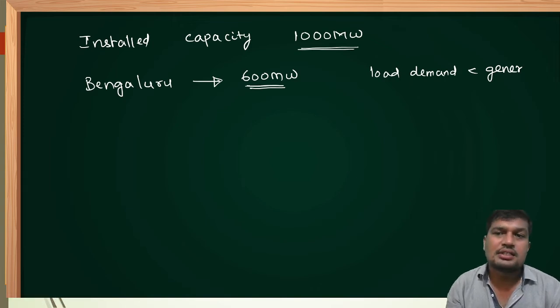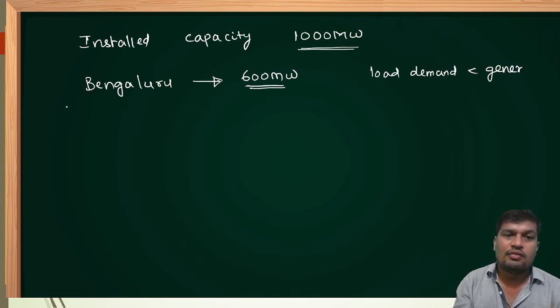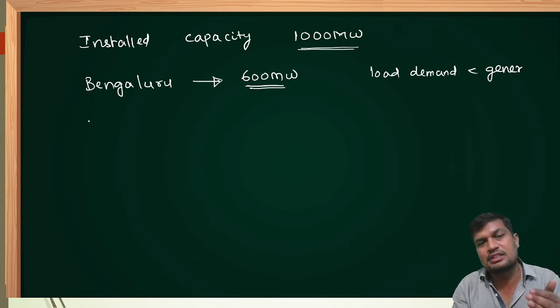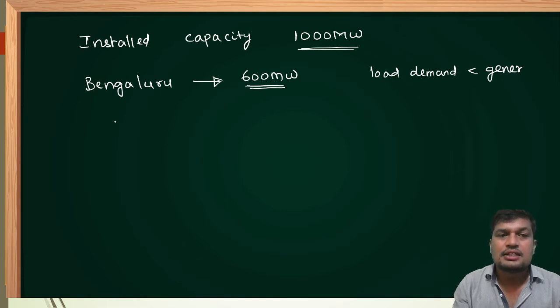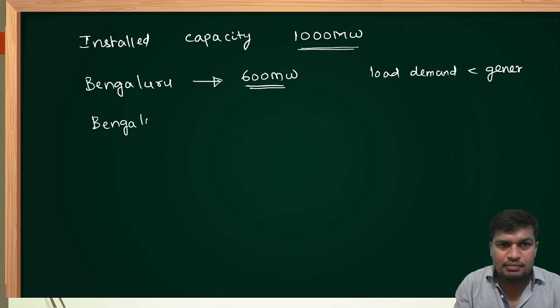Whenever load demand is less than generation capacity, in order to maintain synchronous speed, we need to reduce the generation of power to 600 megawatts by using speed governor so that steam input will be reduced, which is equivalent to load demand. This can maintain synchronous speed. Suppose in the evening time demand of Bangalore city is increased suddenly, let's say to 1200 megawatts.